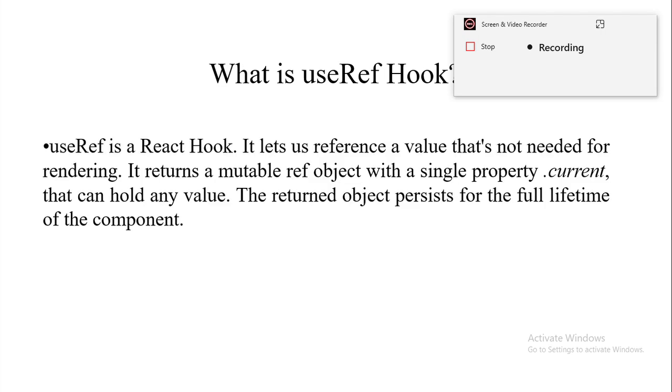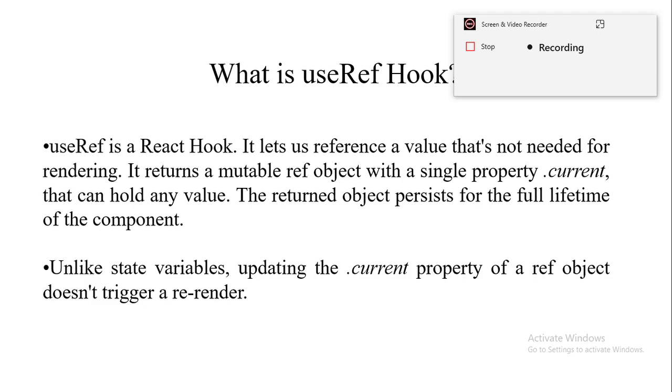For that we have a useRef hook. A useRef hook is a React hook. It lets us reference a value that's not needed for rendering. It returns a mutable ref object with a single property current that can hold any value. The returned object persists for the full lifetime of the component, so it's unlike state variables. Updating the current property of a ref object doesn't trigger a re-render.